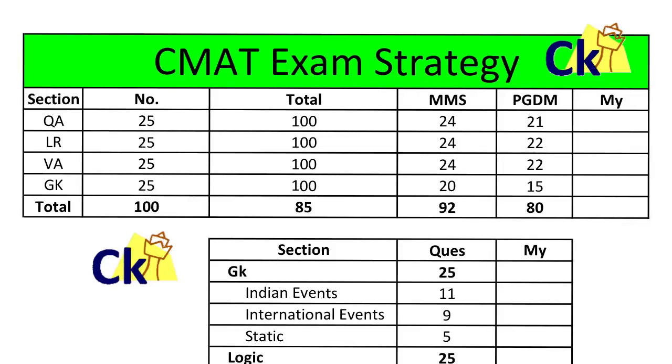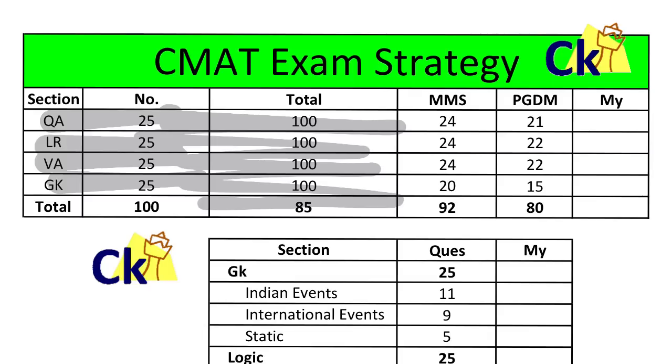Hi guys, today we'll talk about the complete strategy planning for the CMAT exam. There are 4 sections: quant, logic, verbal and GK. 100 marks each. Your target is for the MMS program. If you want to take MMS admission, your target attempts are 24, 24, 24, 20. That's a target attempt.